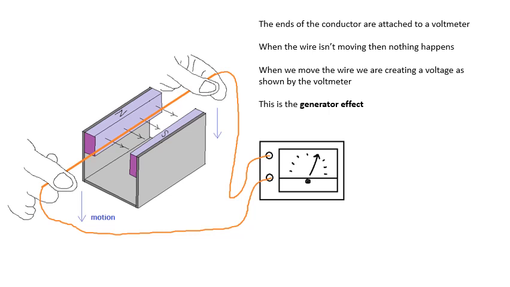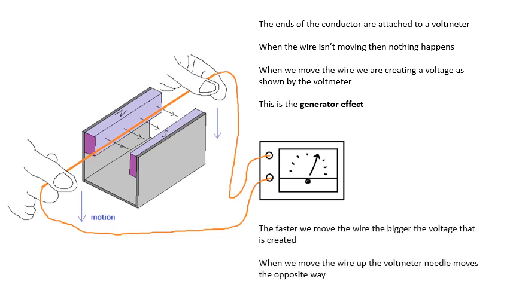And that is the generator effect. So we are doing the work and we are creating electricity. The faster we move the wire, the bigger the voltage that we get. And as I said earlier, when we move the wire up, then the needle moves the opposite way.